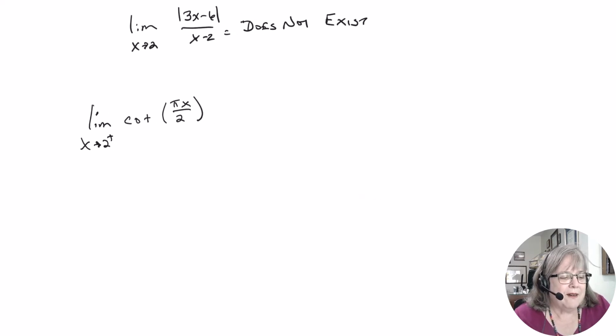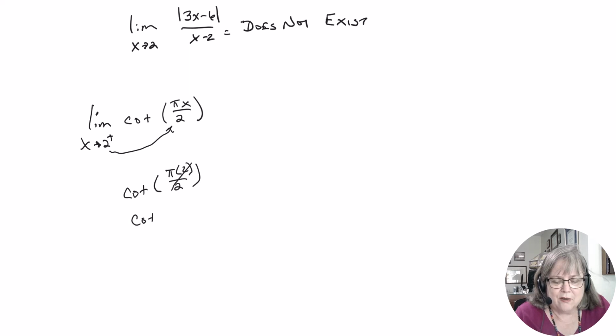Okay, now let's talk about this. They're talking about x going to 2 from the right, but let's talk about what that would actually do. If you substituted a 2 in here, because we should always try, you'd essentially be talking about this concept, and these 2's would cancel. And you're essentially talking about what's happening with cotangent when x is pi as you come in from the right. Well, let's talk about cotangent.